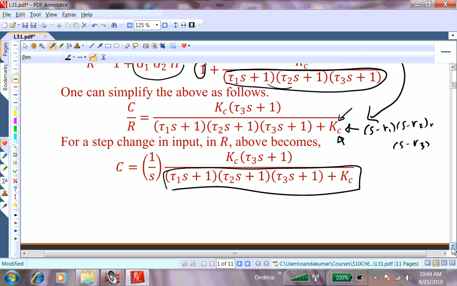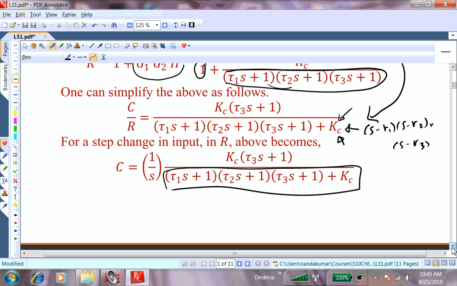Why do the roots of that determine the stability? That is the answer I'm looking for.